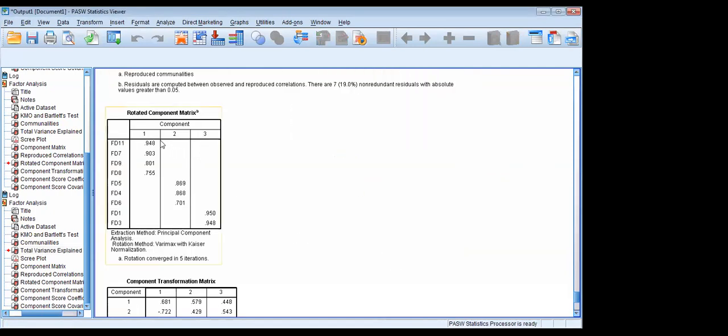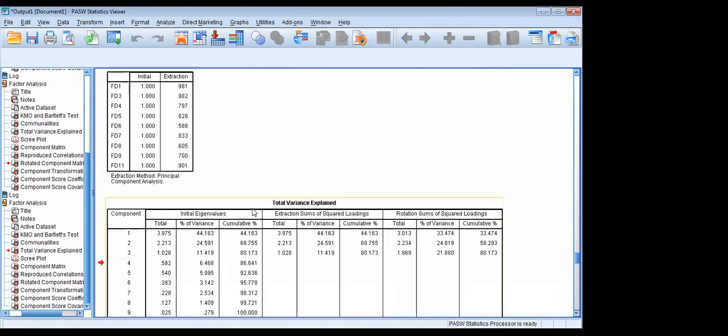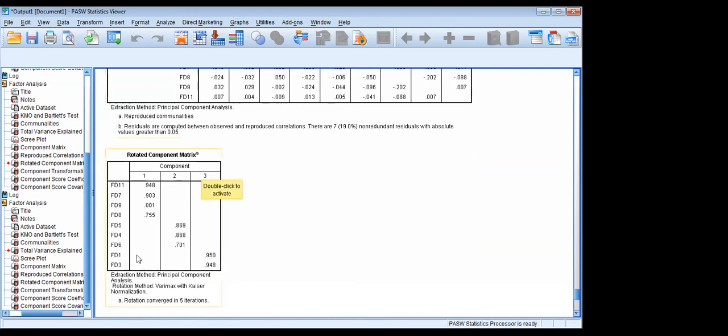After that, now look at the rotated component. FD2 I have removed. Now you look at communalities. Here again, FD6. Where did FD6 go? 0.701. You need not remove it. Let it be, because 0.7 and above is a good factor loading.